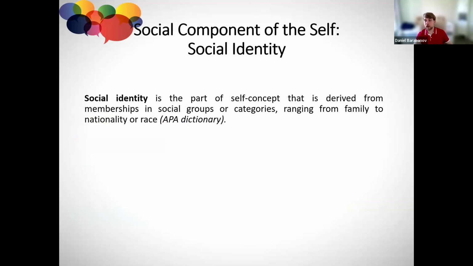So, the final social component of the self is called social identity. The descriptive component is self-concept, the evaluative component is self-esteem, and the final component, which we will discuss in this video, is so-called social identity. Social identity is a part of self-concept that is derived from membership in social groups and categories, ranging from family to nationality or race.